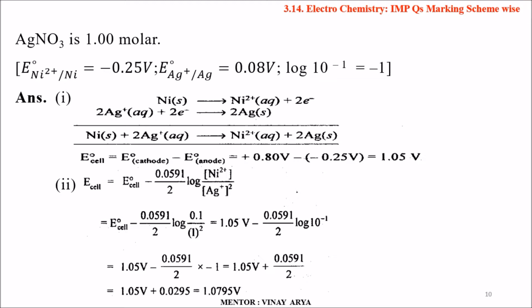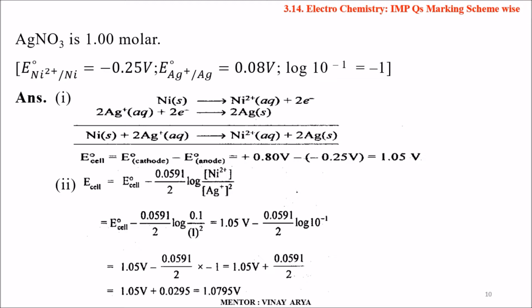Now first writing the overall reaction, nickel converts into nickel ion and 2 electrons, while 2 Ag ions plus 2 electrons gives 2Ag. The overall reaction becomes, or net reaction becomes, Ni plus 2Ag positive gives Ni 2 positive plus 2Ag. E naught cell is equal to E naught cathode minus E naught anode, that is equal to 0.80 volt minus minus 0.25 volt, which is 1.05 volt as a whole.